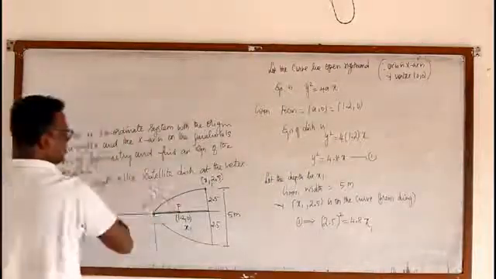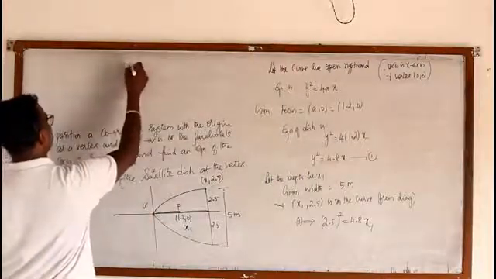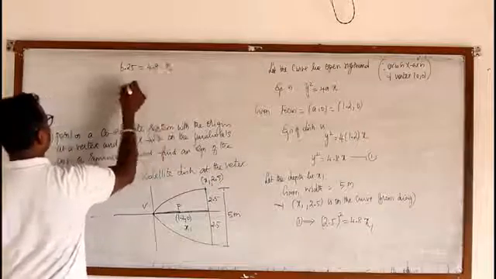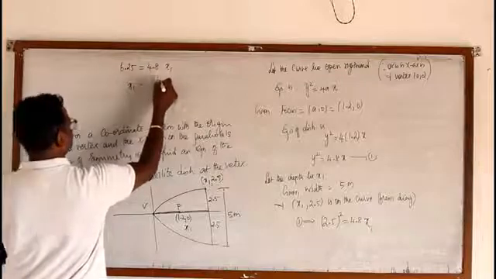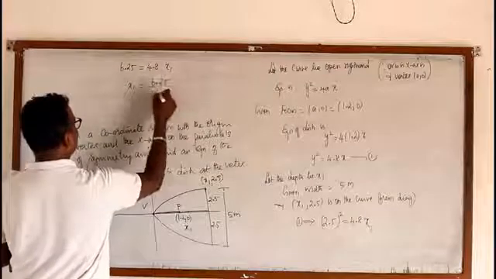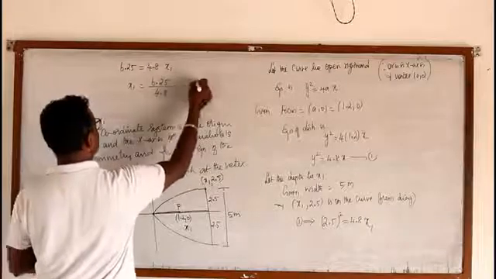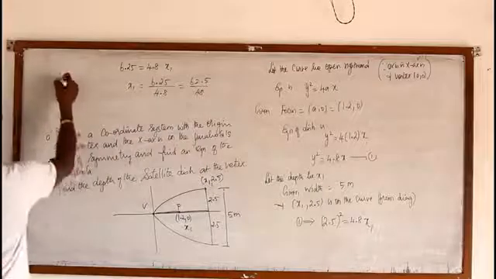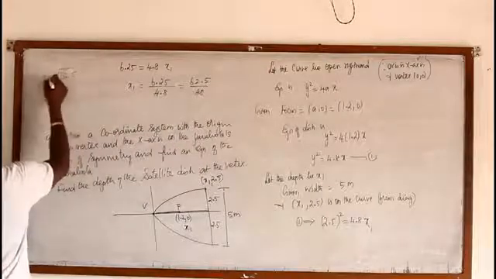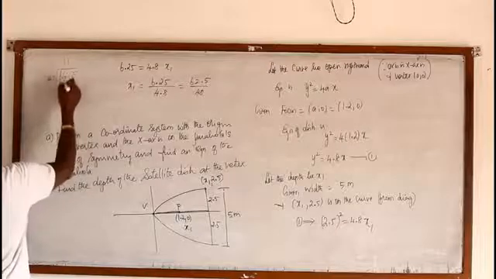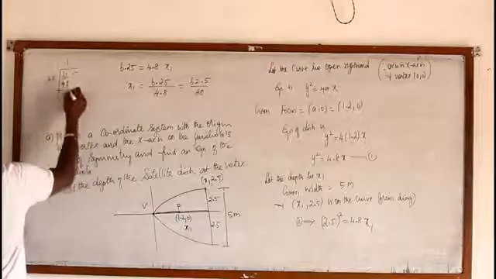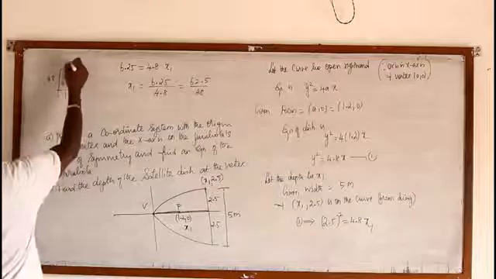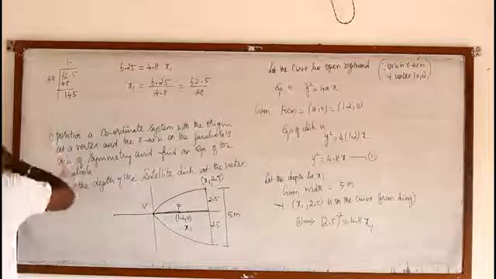Therefore, 2.5 whole square is 6.25, equal to 4.8 x1. Therefore, x1 equals 6.25 by 4.8, so we say 62.5 by 48. When I divide 62.5 by 48, 1 time 48, 12 minus 8, 4, 5 minus 4, 1. So if I put the decimal here, it is 145.